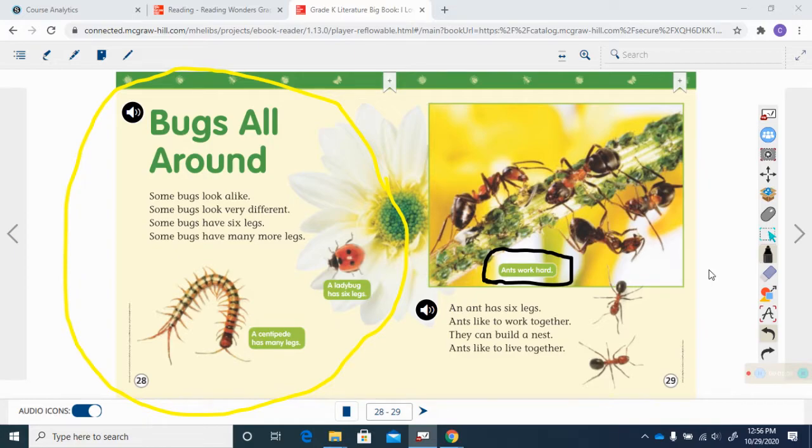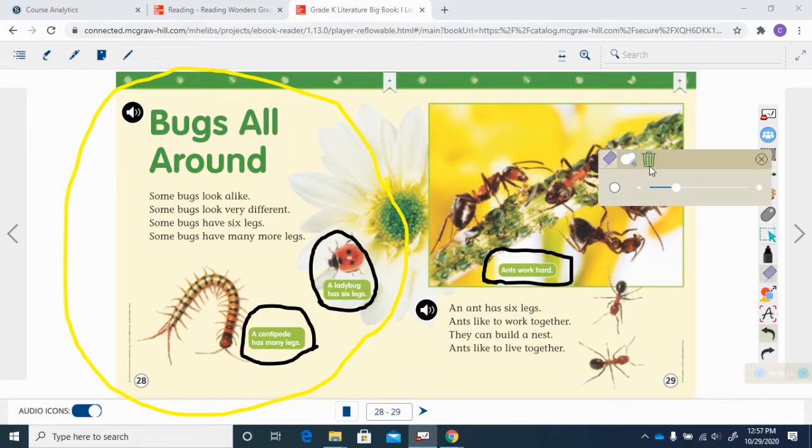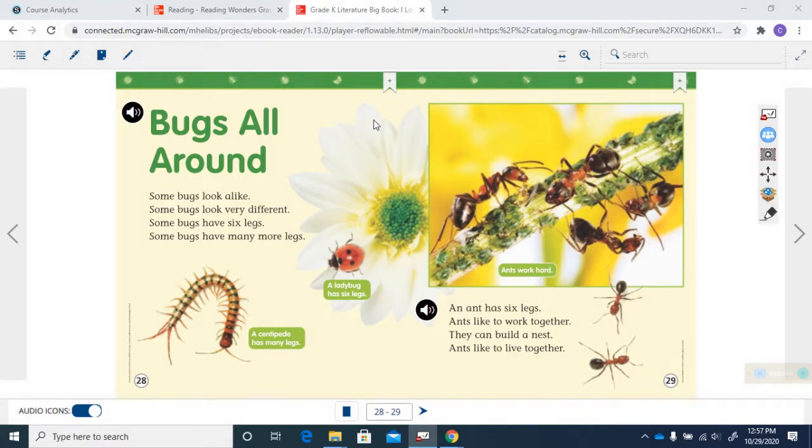So we can get some information from our text, but we can also get some information from our pictures as we read. Like this little picture here says, a ladybug has 6 legs. This says a centipede has many legs. So by reading our picture captions, we know that both of these types of bugs have legs. Okay, let me erase this and we'll get started on our book.